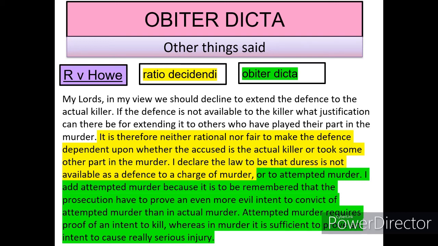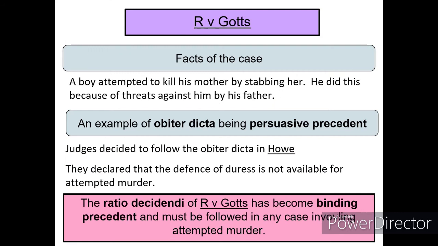However, if we look at R v Gotts, in this case, the boy attempted to kill his mother. He actually tried to stab her to death. And he claimed he did this because of threats his father made to him. So he was under duress, he claimed. The judge followed the obiter dicta statements in Howe. So if you remember, in Howe, obiter dicta, the judge stated it probably shouldn't be available for attempted murder either.